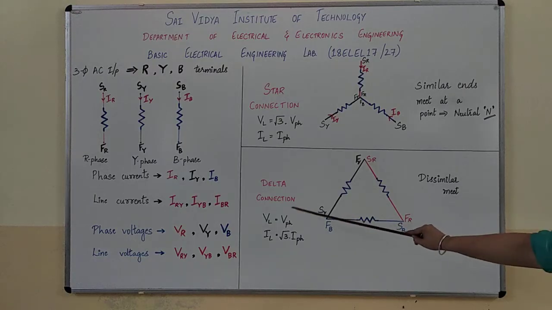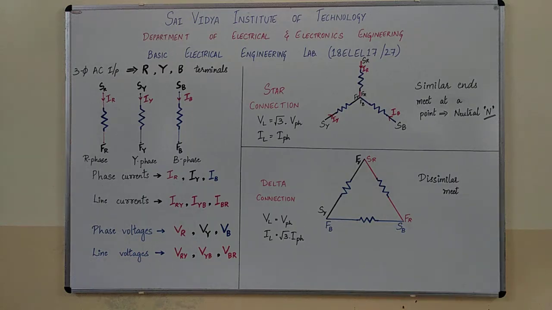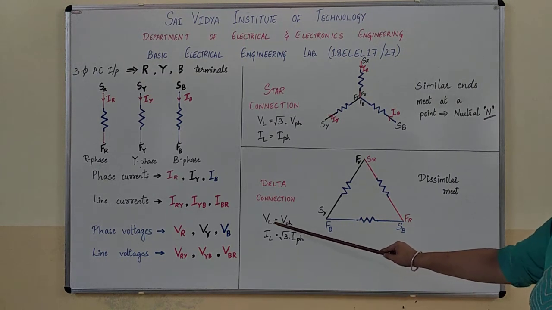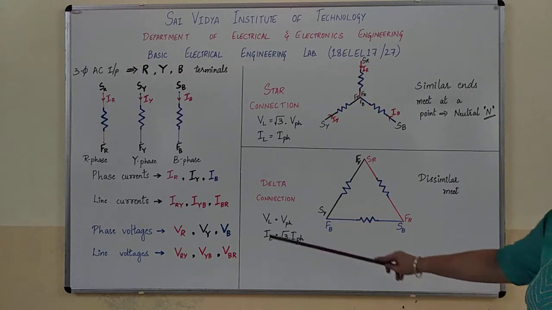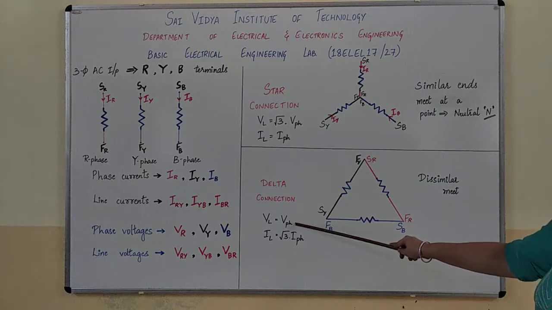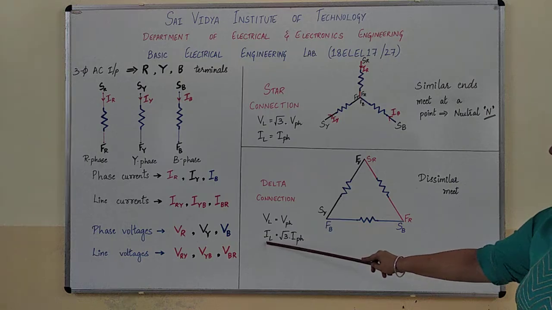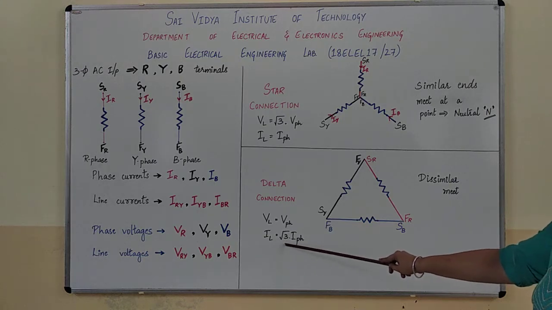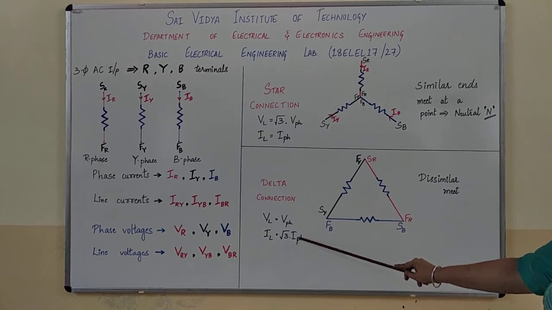Right? Next, let us know about the line voltage, phase voltage, line current and phase current relationship in delta connection. Theoretically, we have all learned that the line voltage will be equal to the phase voltage, whereas the line current will be root 3 times the phase current.